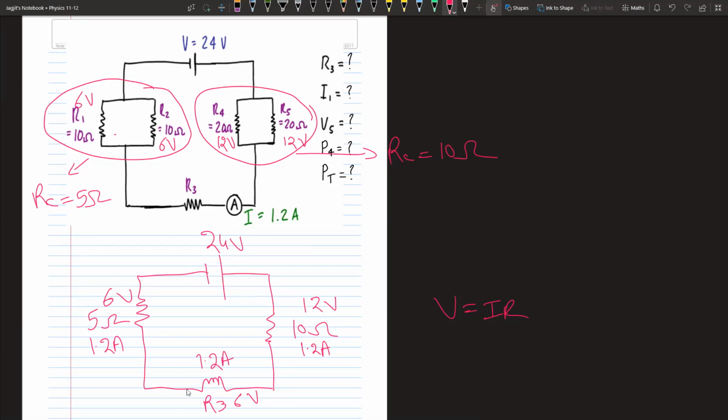So 12 volt dropped here, 6 volt dropped here, total is 24, so this must be left over, which is 6 volt. And then I can find the resistance, which is just voltage over I, which is going to be 6 over 1.2, which is 5. So this resistance is 5 ohms. Okay, so there we go. We found all the resistances, all the voltages, all the currents. You can find the power total. You can find the power at all of the resistors now.